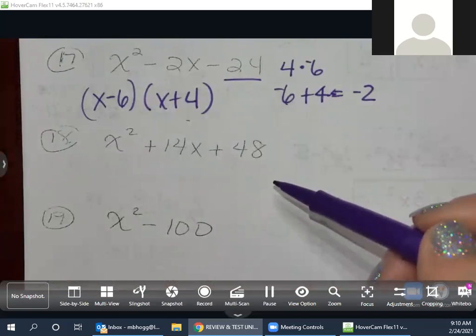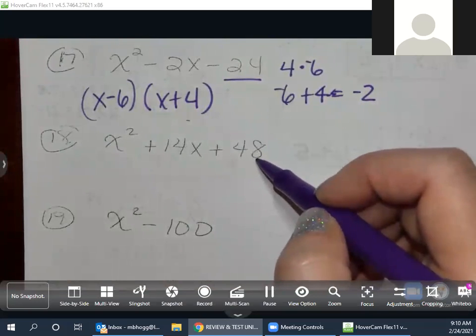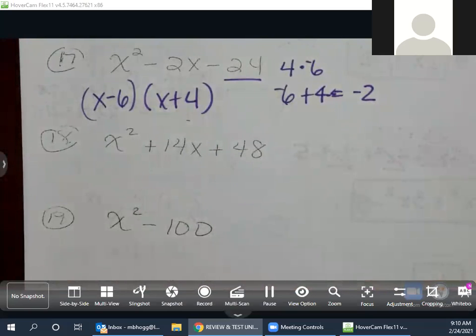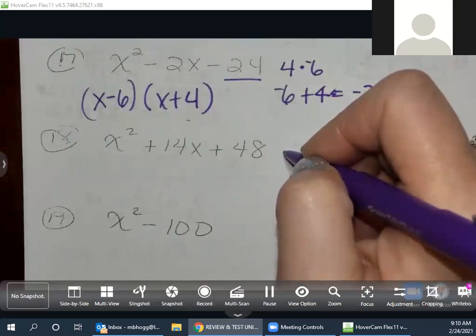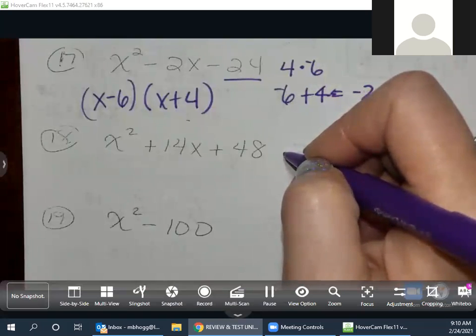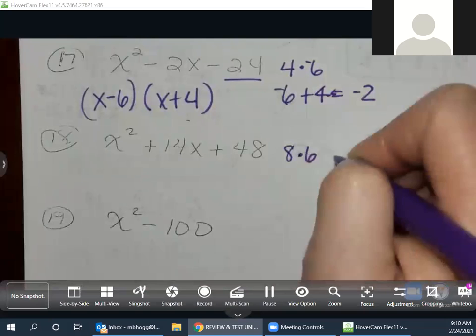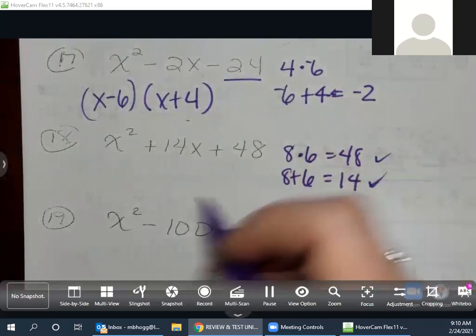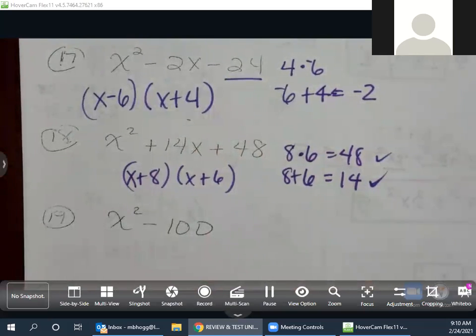Ooh, 18 is a lot friendlier because they're both positive. There's no negatives that you have to mess around with. So factors of 48 that would equal 14. Let's see, 2 and 24, no. 3, 48 divided by 3 is 16. Is it 8 and 6? It is 8 and 6, yes. So 8 times 6 is 48, and 8 plus 6 is 14. Check and check. So we have x plus 8, x plus 6. Way to go. Good job.